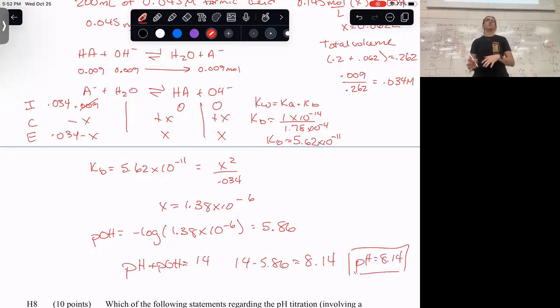Does this match the assumption that we thought at the beginning? Yep, we expected a basic pH. This is in that basic range, so we're good.